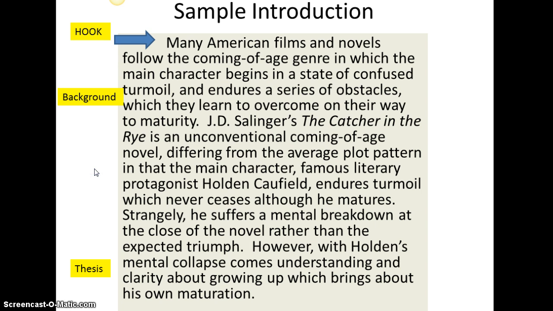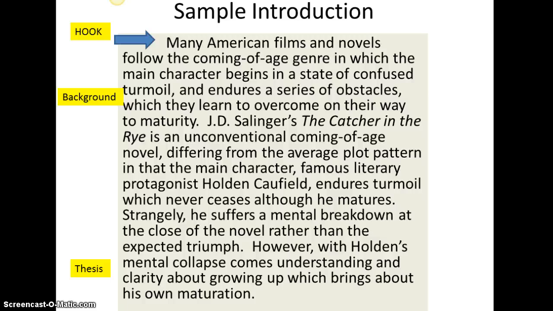All right, here's a sample introduction. Let's look at the different pieces. Many American films and novels follow the coming-of-age genre in which the main character begins in a state of confused turmoil and endures a series of obstacles which they learn to overcome on their way to maturity. J.D. Salinger's The Catcher in the Rye is an unconventional coming-of-age novel, differing from the average plot pattern in that the main character, famous literary protagonist Holden Caulfield, endures turmoil which never ceases, although he matures. Strangely, he suffers a mental breakdown at the close of the novel rather than the expected triumph.